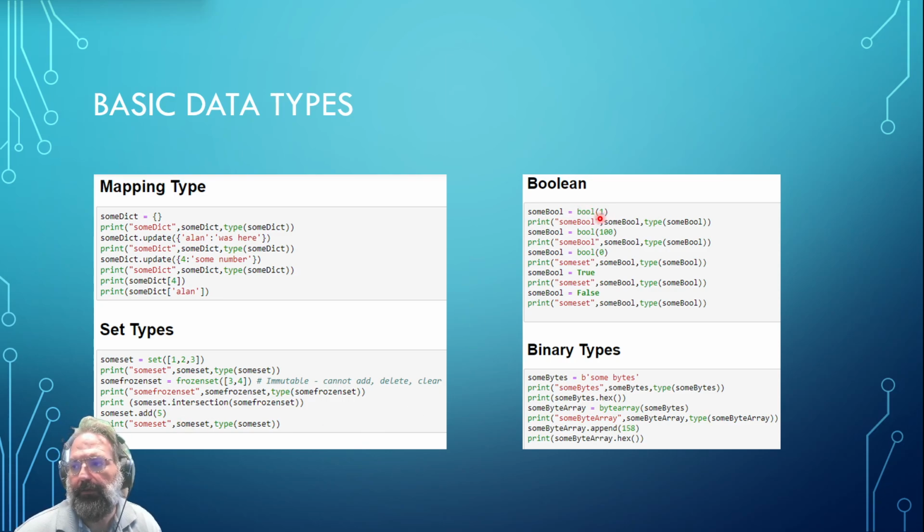Booleans, as you would expect. Normally it's true or false, but you can also say convert it from a number. So anything other than 0 is true, 0 is going to be false. Capital T, capital F. Keep that in mind whenever you're setting true and false. Otherwise, it'll think that you're talking about a variable.